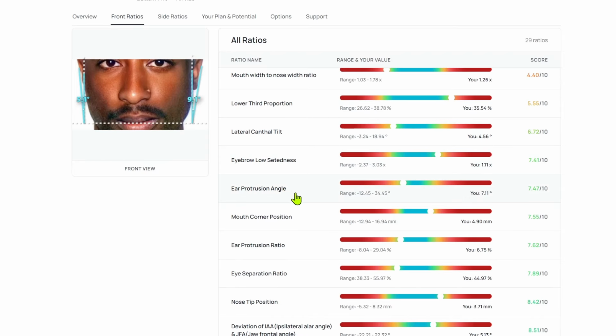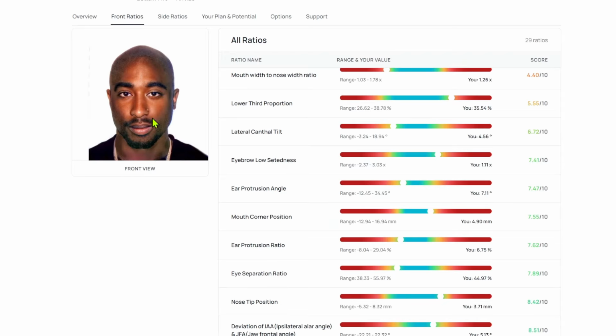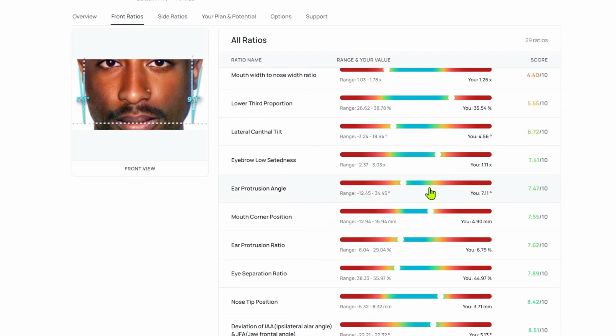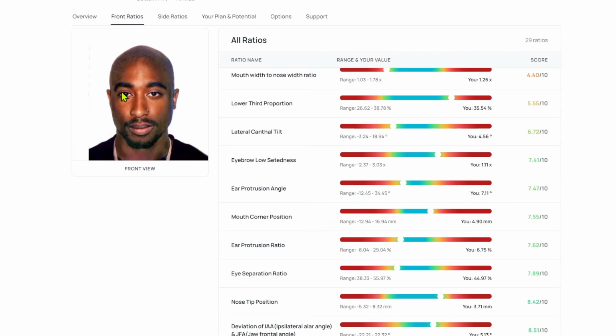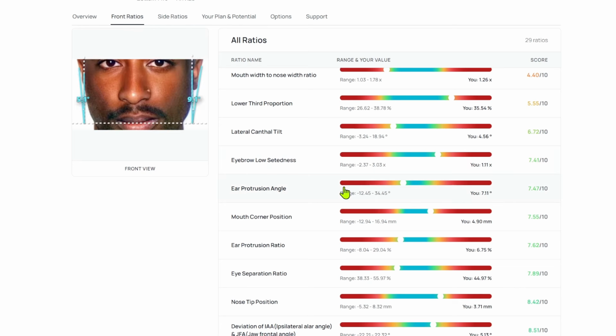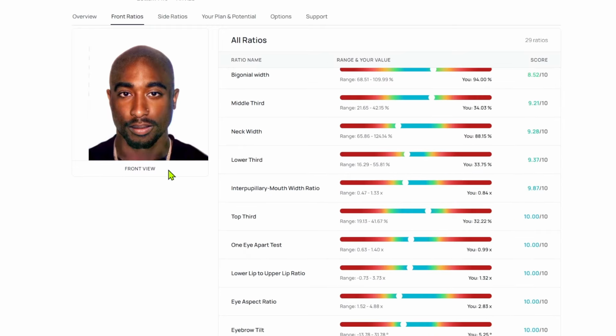His ear protrusion angle, which is basically how far his ears protrude from his face. He doesn't need an otoplasty, which is what brings the ears back, at all, but it's still only a 7.47 out of 10. His symmetry is not the best, especially with these little nose piercings and things. It just doesn't look good. If you have a nose piercing, take that out. It's disgusting. It's ridiculous. Does not look good at all. I promise you.